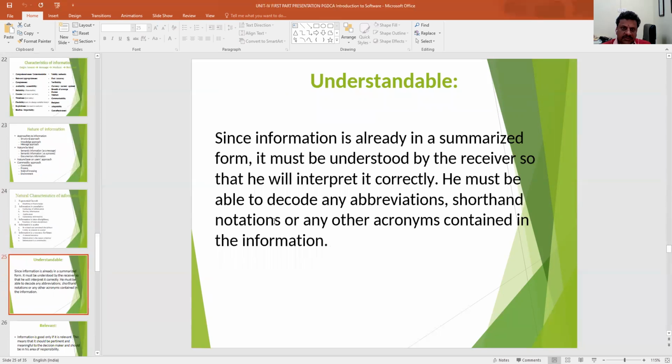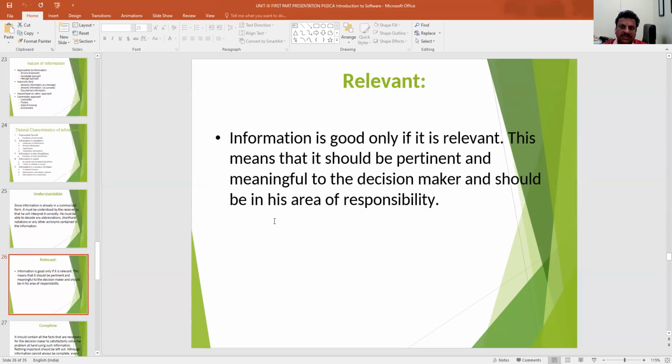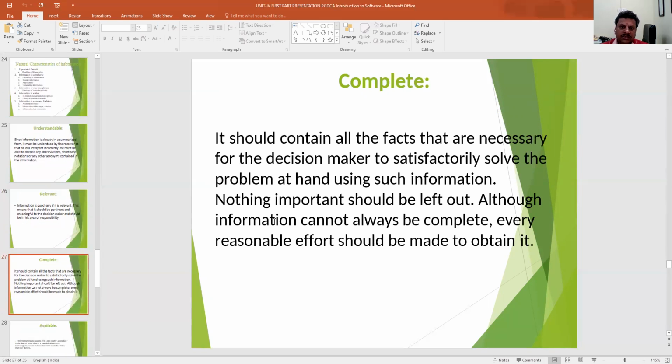future. Understandable: since information is in summarized form, it must be understood by the receiver, so he will interpret it correctly. He must be able to decode any abbreviations, shorthand notations, or any other acronyms contained in the information. Relevant: information should be relevant. This means that it should be pertinent and meaningful to the decision maker and should be in his area of responsibility.